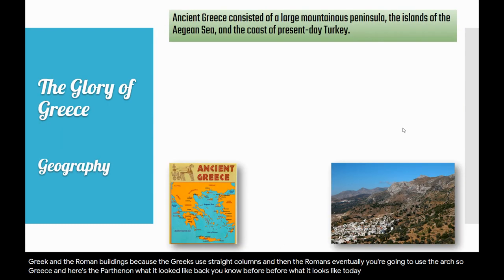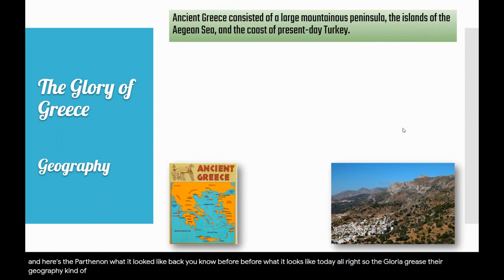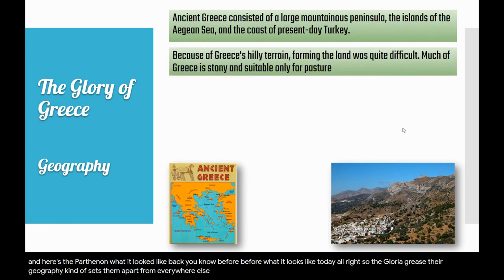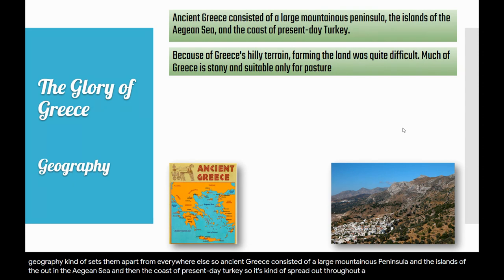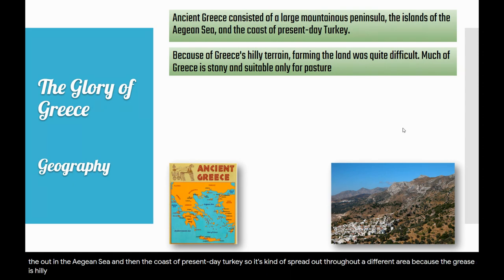All right, so the glory of Greece, their geography kind of sets them apart from everywhere else. So ancient Greece consisted of a large mountainous peninsula and the islands out in the Aegean Sea, and then the coast of present-day Turkey. So it's kind of spread out throughout a different area. Because of Greece's hilly terrain, farming the land was very difficult, and much of Greece is stony, and it's only suitable for pasture. In other words, goats, sheep, things like that.